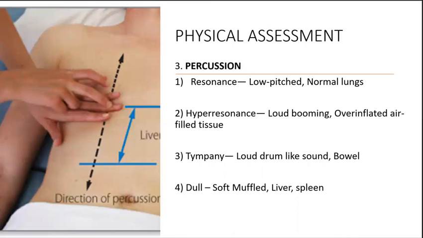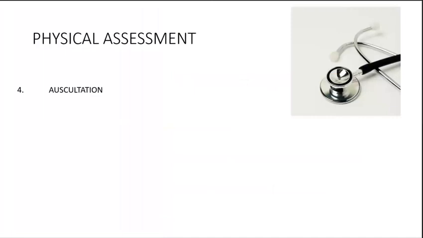So you hear this soft muffled sound when you percuss over a solid organ like the liver and the spleen. And there's flatness, which is normally very soft and heard over muscles and bones. So again, flatness will be percussed over muscles and bones. And finally, there will be auscultation.